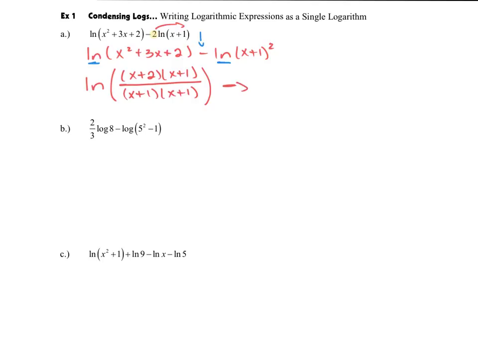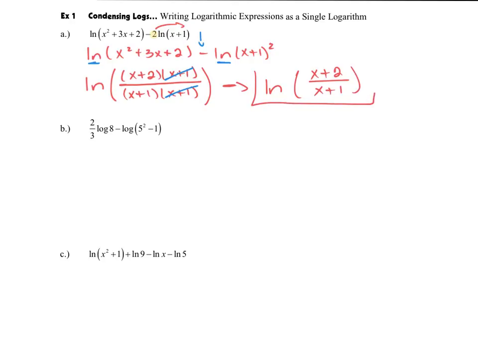Now that I've condensed that down into a single log, I can see that I have an x plus 1 in both the numerator and the denominator, so those would cancel. So then I can write my final answer as the natural log of (x plus 2) divided by (x plus 1).